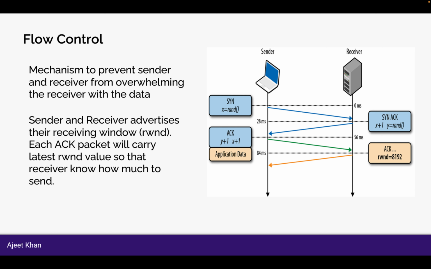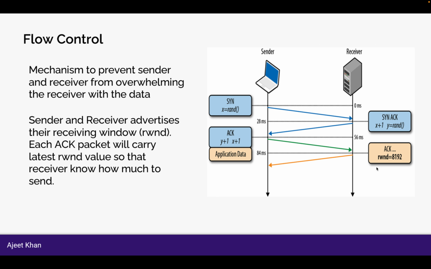So basically, sender and receiver are restricting the data they are sending or receiving from flooding each other with data. Sender and receiver advertise their receiving window, in short RWND, and each ACK packet will carry the latest RWND value so that the sender will know how much to send. As we discussed in the three-way TCP handshake, that is the TCP connection, SYN, SYN-ACK and ACK packets are transferred with the help of flow control. What we are doing is, with the ACK packet we are sending the RWND size.